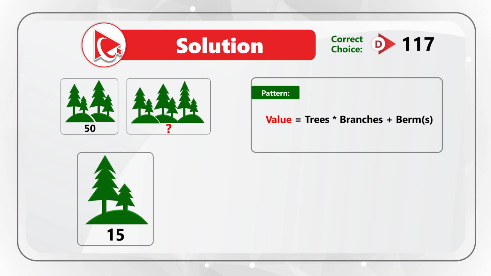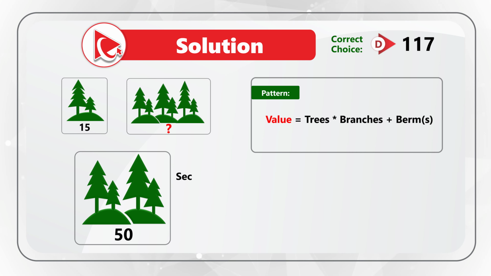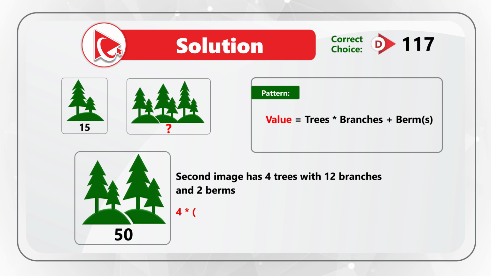Second image has 4 trees with 12 branches and 2 berms, and the calculations will be 4 multiplied in parentheses 3 plus 3 plus 3 plus 2, and then you add 2 to the calculated value. The end result of this calculation for image 2 will be 50.